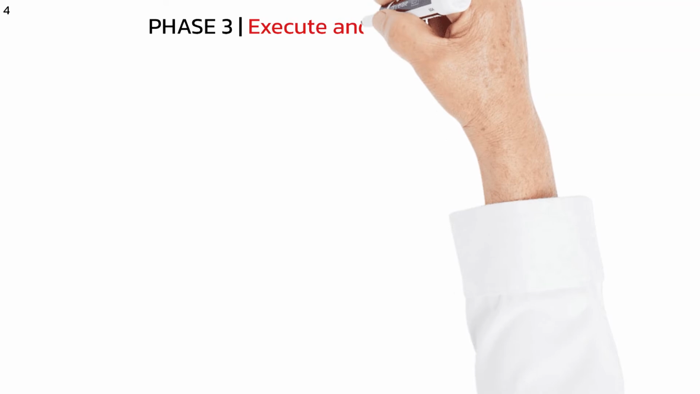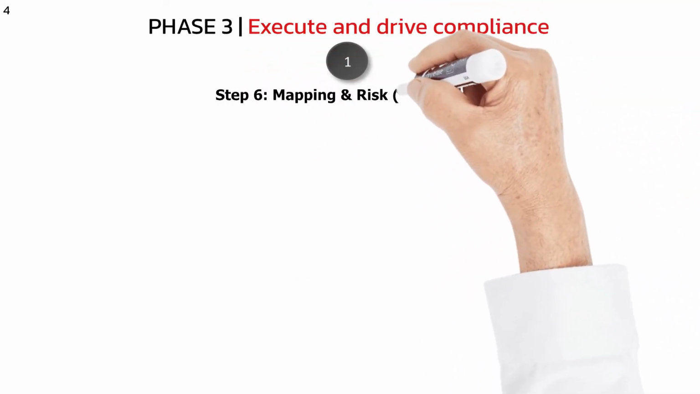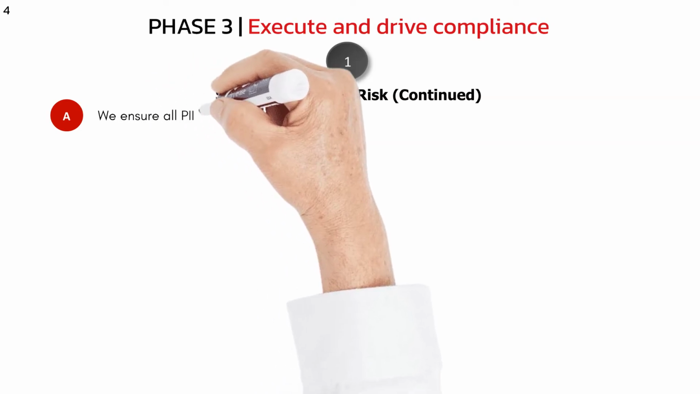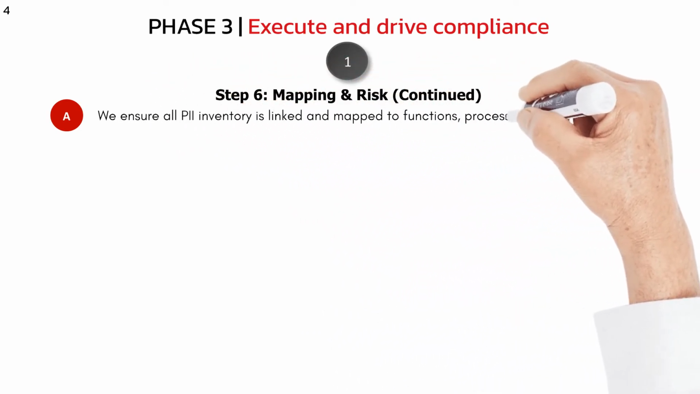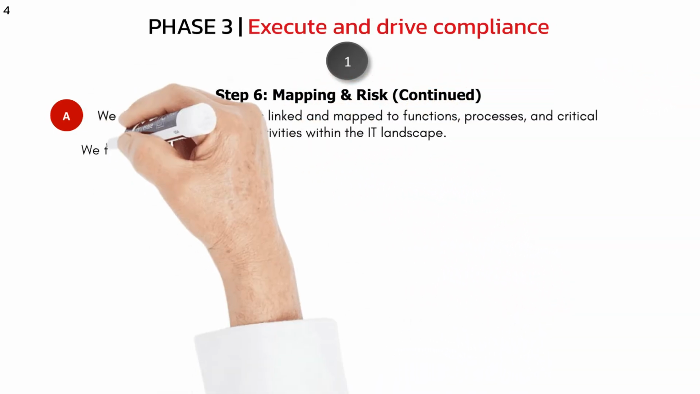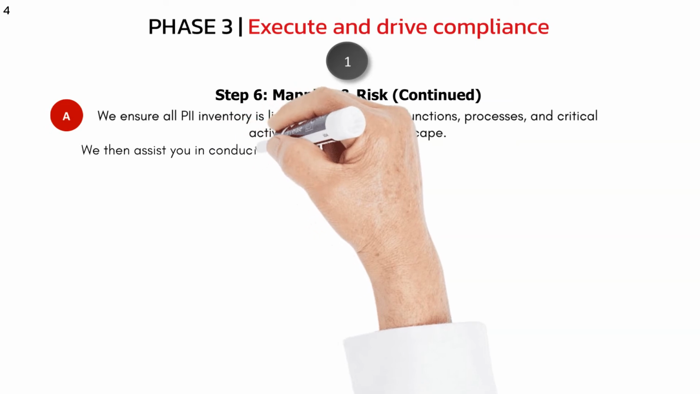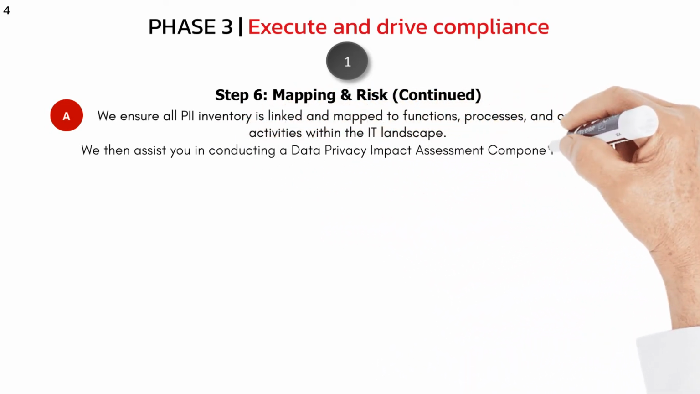Phase 3, Execute and Drive Compliance. Step 6, Mapping and Risk, continued. We ensure all PII inventory is linked and mapped to functions, processes, and critical activities within the IT landscape. We then assist you in conducting a data privacy impact assessment component review.